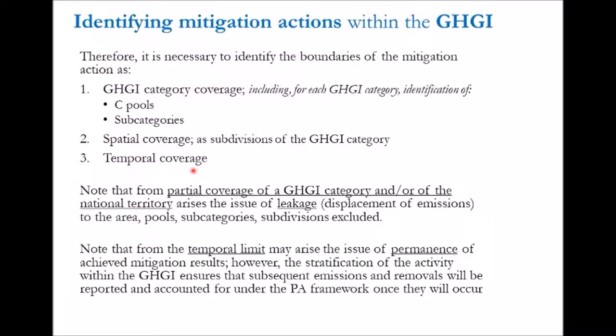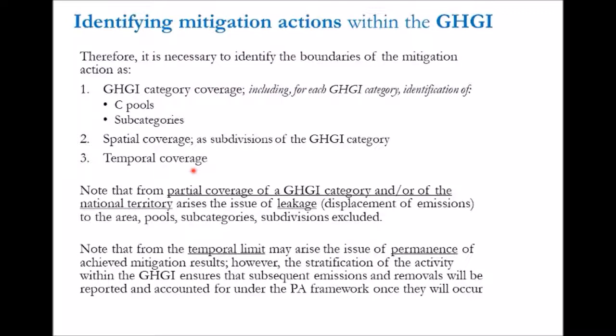So note that leakage is indeed when you have a partial coverage of a greenhouse gas category, so a subdivision. In the example before, I'm going to implement a policy in a region of my country, in a state of my country. Whatever happens in the other states is not controlled by this policy, so it may happen that I reduce the emissions in this region because the policy is effective, but some of the deforestation has just been shifted to other states or regions. And this is the famous displacement of emission. If the policy covers the entire country, you don't have this kind of issue.